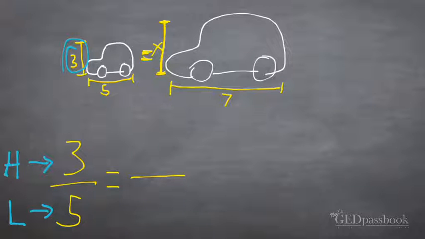So when they ask us, what is the height of the car when the length is 7, where should the 7 go? On the bottom, right? Because the bottom row symbolizes my length.